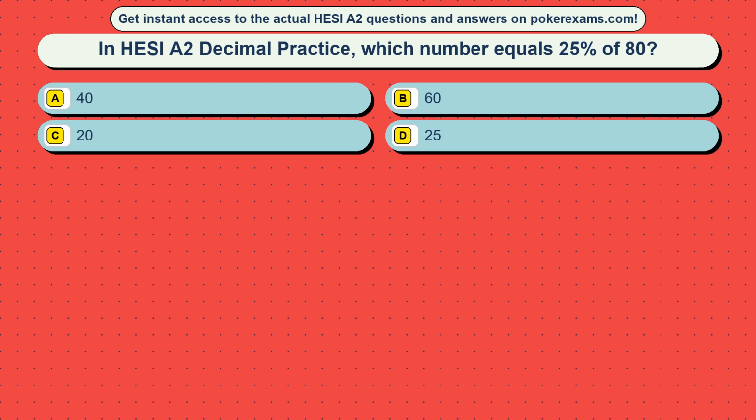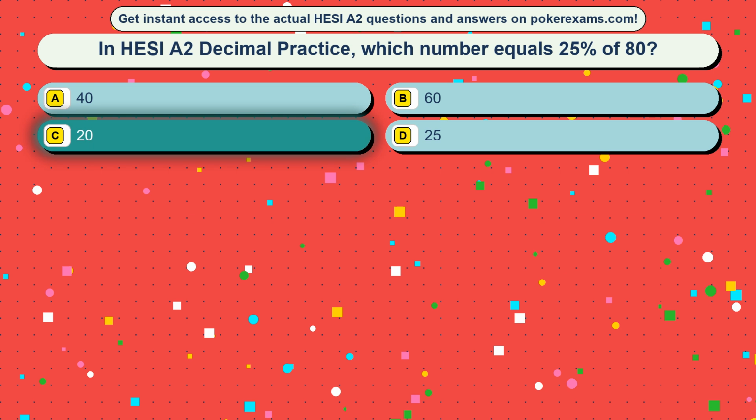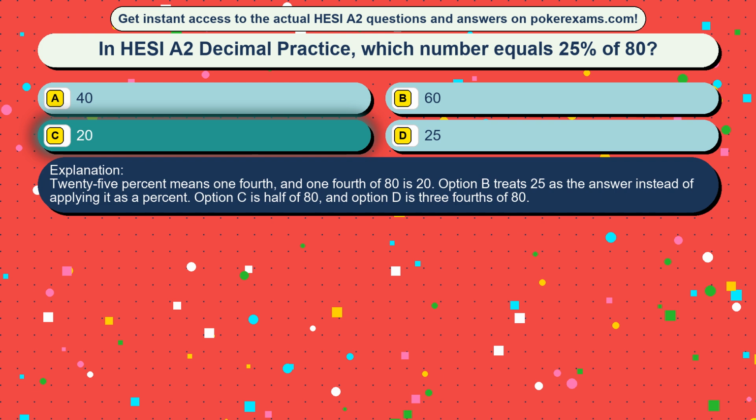Question 3. In HESI A2 Decimal Practice, which number equals 25% of 80? Option A. 40. Option B. 60. Option C. 20. Option D. 25. The correct answer is option C. 20. 25% means 1/4, and 1/4 of 80 is 20. Option B treats 25 as the answer instead of applying it as a percent. Option C is half of 80, and option D is 3/4 of 80.